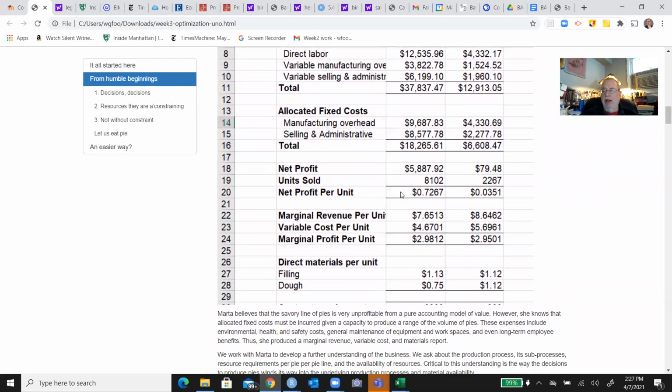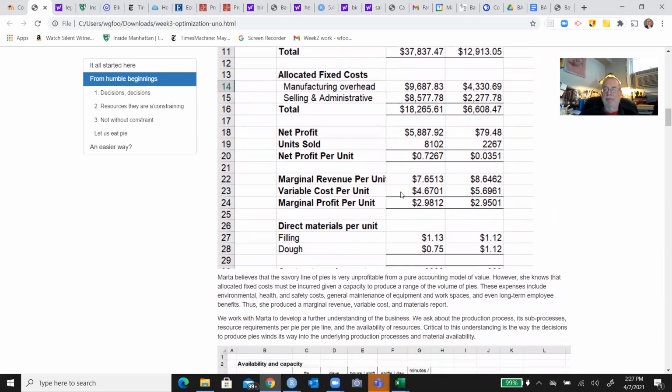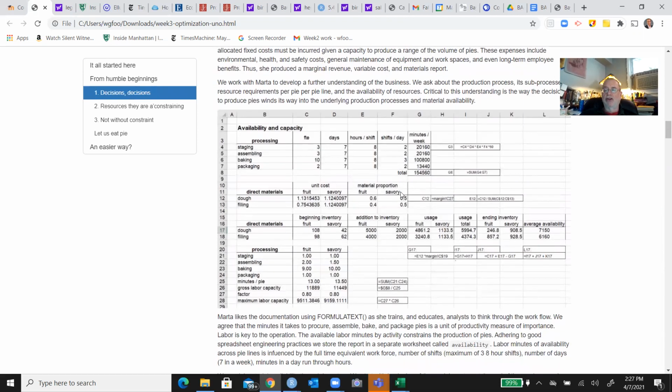These are per unit, and look at the design, 50-50 filling and dough for savory, and it's roughly 60-40 filling and dough for the design of a fruit pie. That's all that will matter. And we go on to another worksheet. We're going to see availability and capacity. Now, the availability is some sort of analysis.